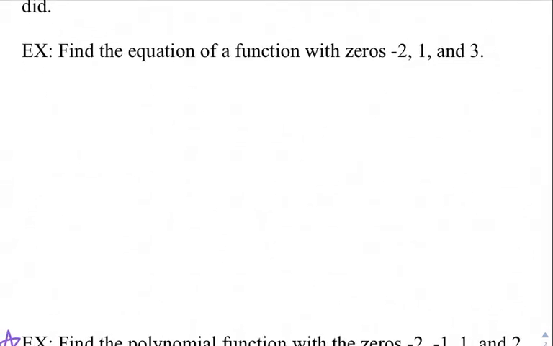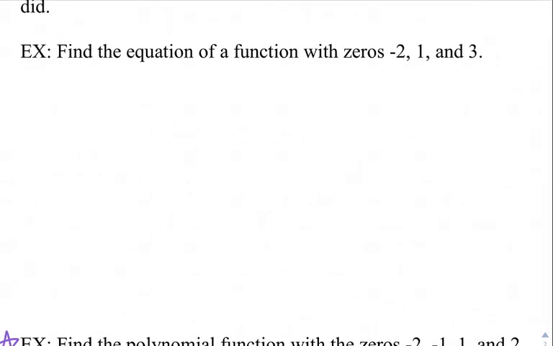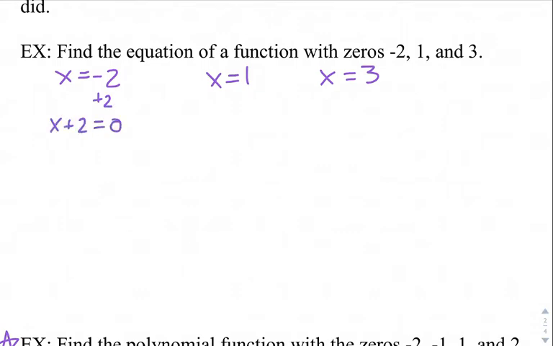It says, find the equation of a function with zeros negative 2, 1, and 3. That means I have x equal to negative 2, x equal to 1, and x equal to 3. So that's what we had at the bottom. Now we're going to go the other way. I'm going to add 2 to the other side, so I have x plus 2 equals 0. That becomes one of my factors. Same thing here. I'm going to subtract 1 on both sides, so I get x minus 1 equals 0. And here I'm going to get x minus 3 equals 0.